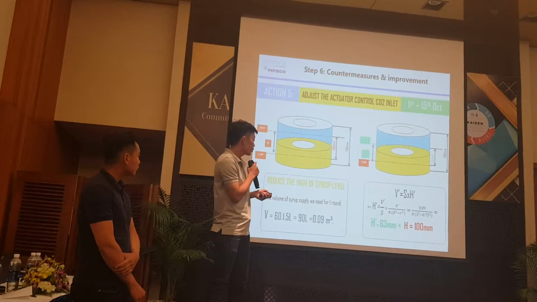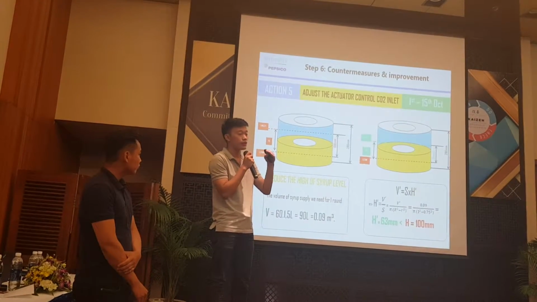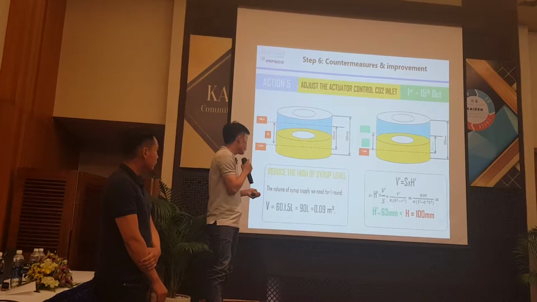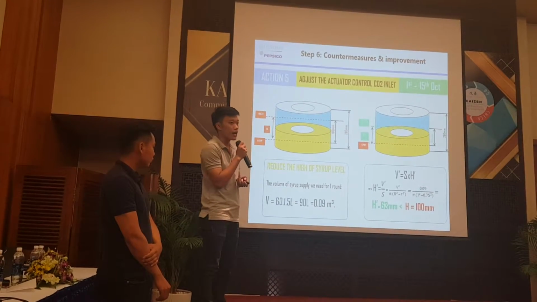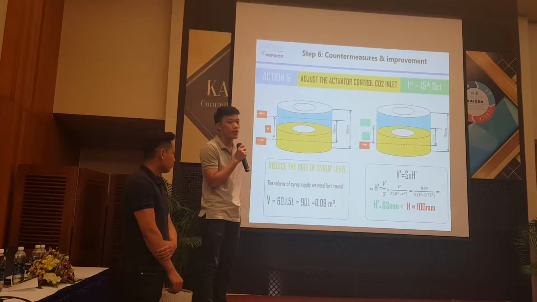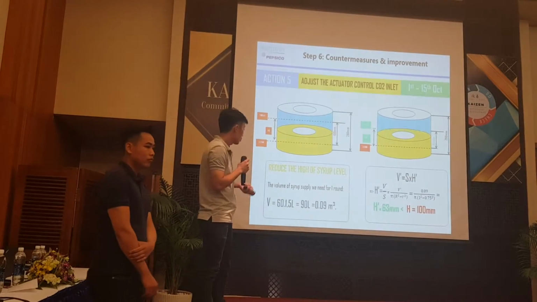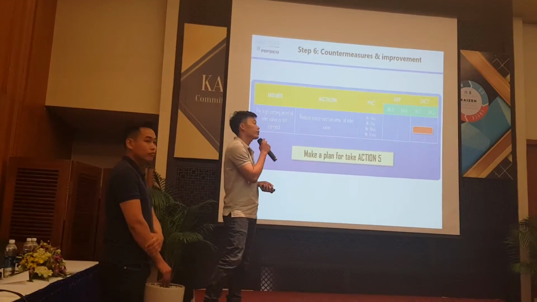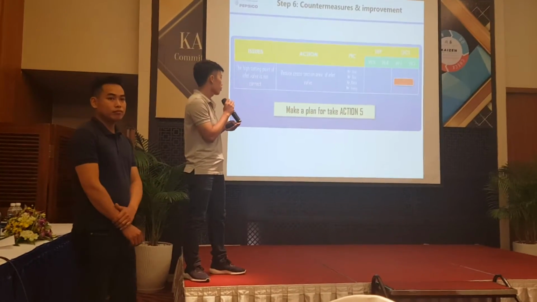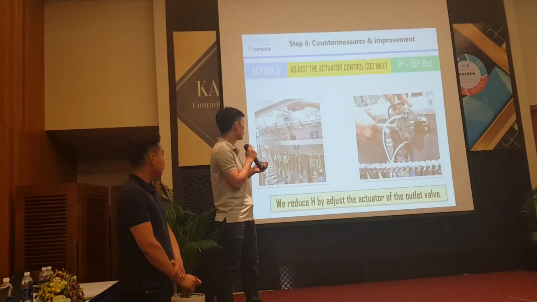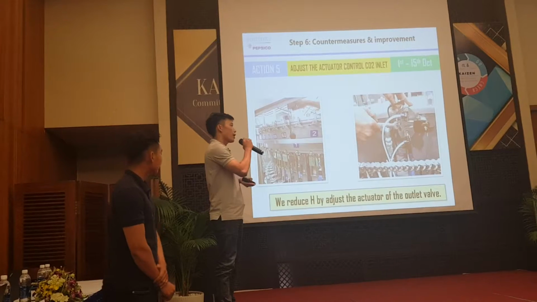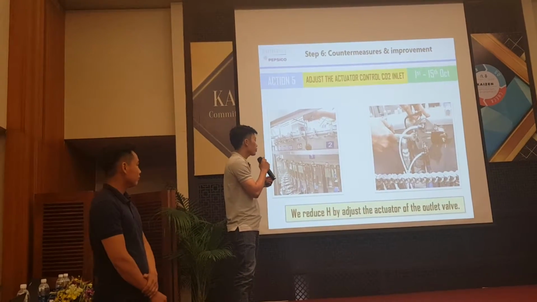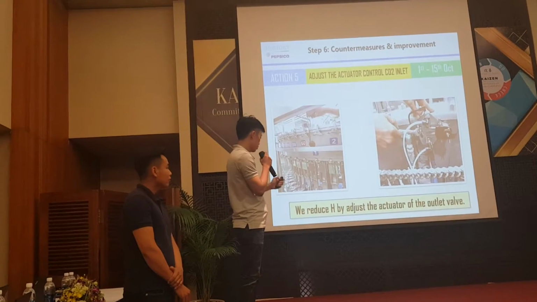Because of that, we set a new height of the syrup inside the filler bulb, and the new value is 63 mm compared to the 100 mm previously. And then we check the timeline to do the same with action 4. In October, we measure the height of the syrup in the filler. We use RAM to adjust the actuator to control the CO2 inlet here.